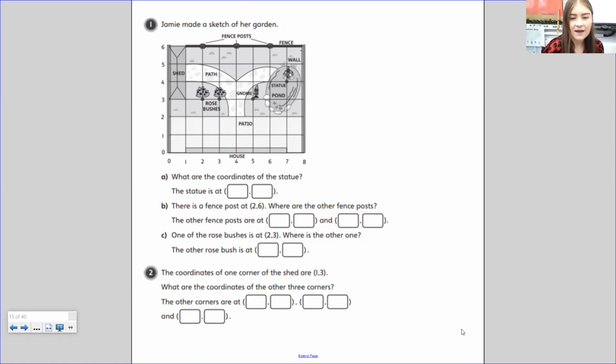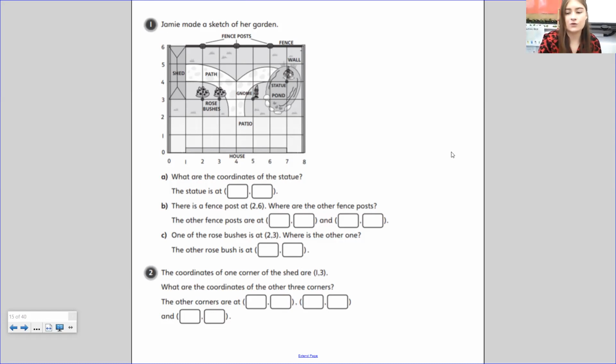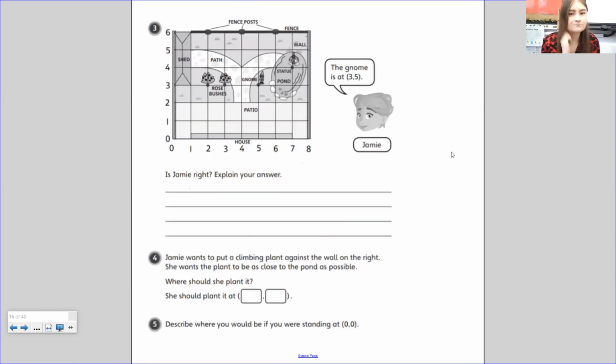We've got this. Now, question 2 is asking us to look at the corner of the shed. So the corner of the shed is at 1, 3. So we've got that one, along 1 and up 3. What are those other 3 coordinates? We've done that one. We've just got this one, and this one left. So you need to write those 3 coordinates for me.